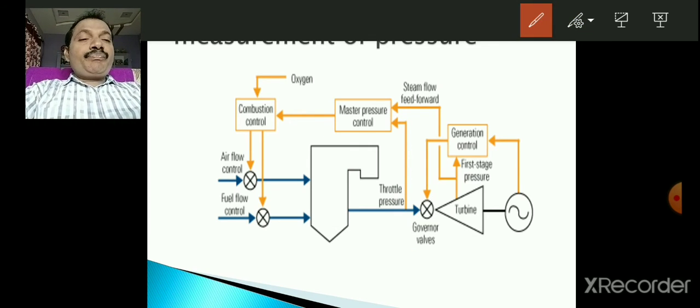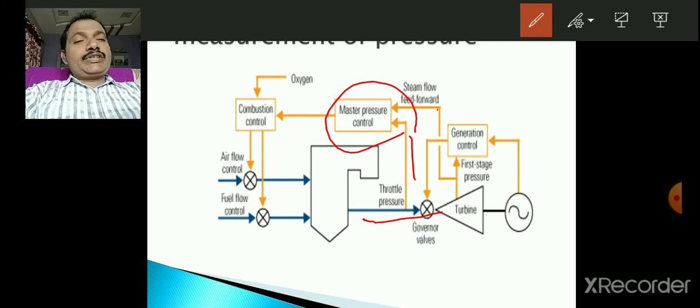And after measuring the pressure, this is called throttle pressure. So the master control, based upon the present steam flow rate and the pressure of the steam, by considering these two parameters, will issue the control signal to the set point of another control. That is, these two are cascade control systems.